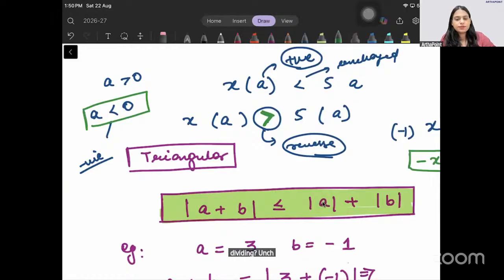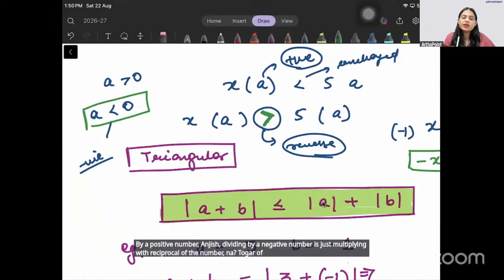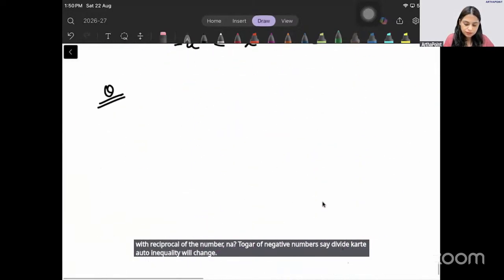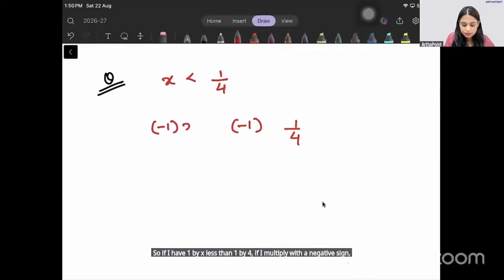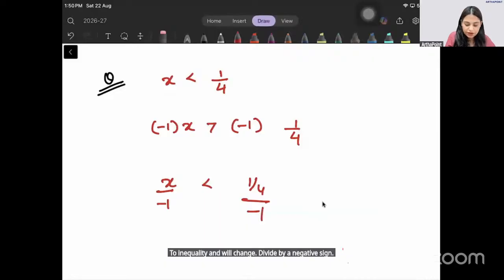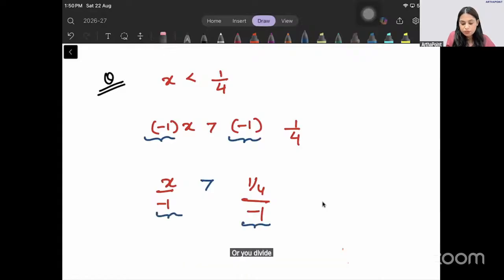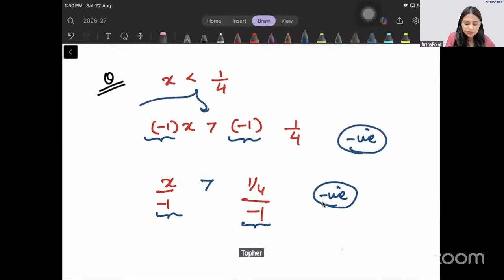Dividing by a positive number is unchanged. Dividing by a negative number is just multiplying with the reciprocal of the number. So if you divide by a negative number, the inequality will change. So if I have 1/x less than 1/4, if I multiply with a negative sign, the inequality will change. And if I divide by a negative sign, then again the inequality will reverse. So whether you multiply or divide does not matter. If it is by a negative number, then the inequality will reverse.